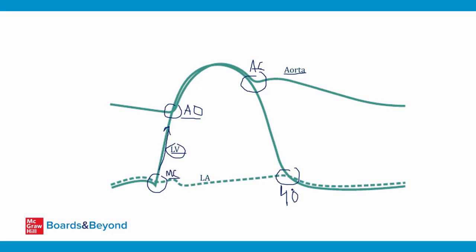And so what you can see here is I've pointed out the 4 points where the mitral valve opens and closes and the aortic valve opens and closes. And you should be able to recognize those points on Wigger's diagram.